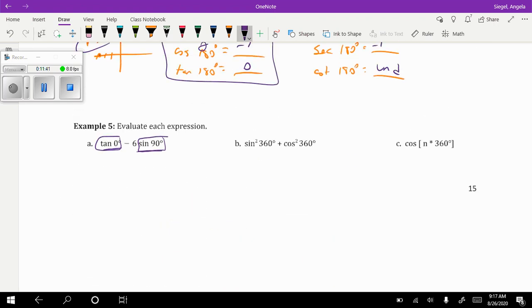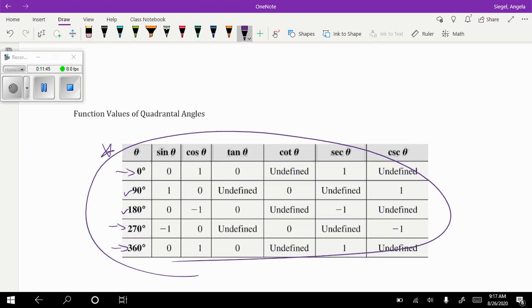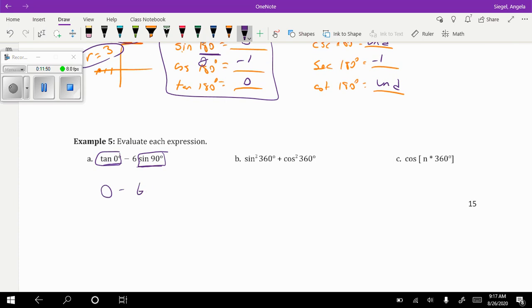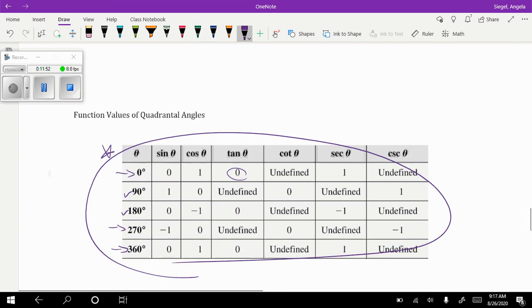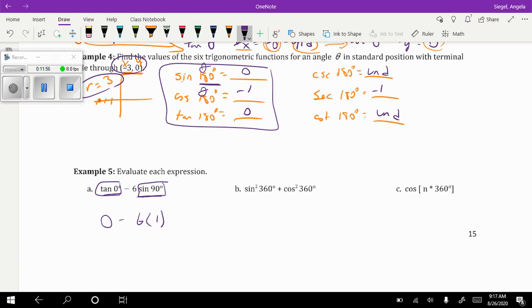So when you have the tangent of 0, so I'm going to use this chart down here. So the tangent of 0 is 0. And the sine of 90 degrees is 1. And so, again, we're just using this new concept to apply to evaluate these expressions. So try B and C.